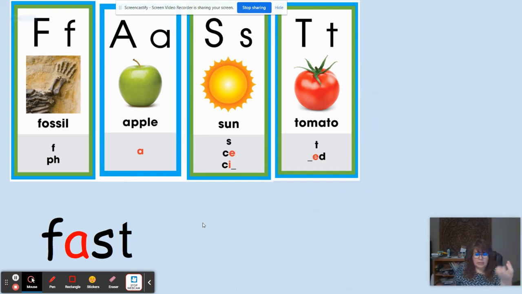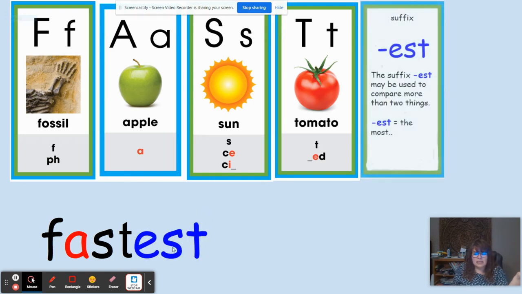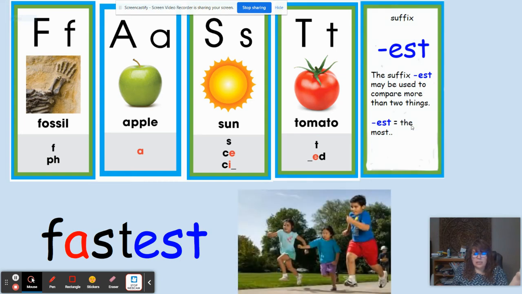Okay, so we go back to the base word, which is the root word fast, and now we want to use the suffix est, which is the most. Fastest. When we say fastest, it is more than two things or more than two people. In this case, the boy with the red shorts runs the fastest from all the kids. So there's more than two, so it's fastest.